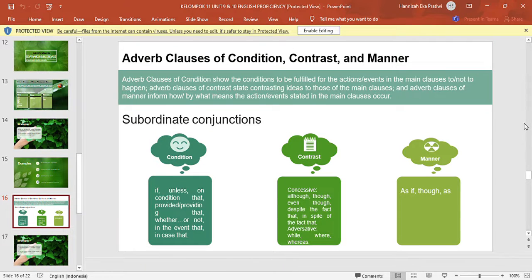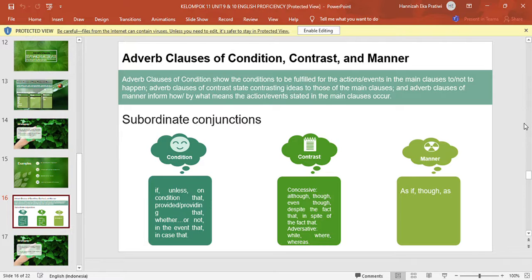And next, explained by Bunda Nurjaman. Thank you, Inan. Adverb clauses of condition, contrast, and manner. Adverb clauses of condition show the condition to be fulfilled for the action or event in the main clause to happen or not to happen. Adverb clauses of contrast show contrasting ideas to those of the main clause, and adverb clauses of manner inform how or by what means the action or event in the main clause is observed.